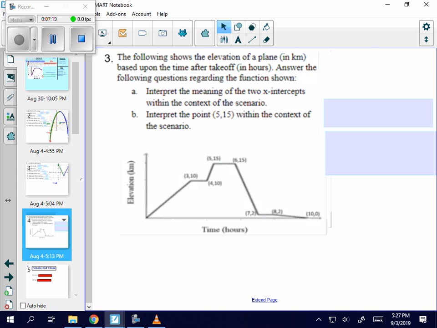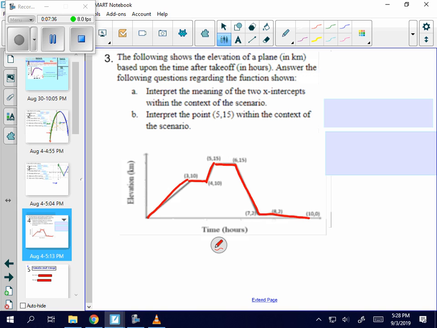So remember, this is a plane, right? Looks like the plane took off and is increasing in altitude. It levels off for a bit. Then it increases altitude again. And then it stays at that height for a while. And then it comes down for landing, right?